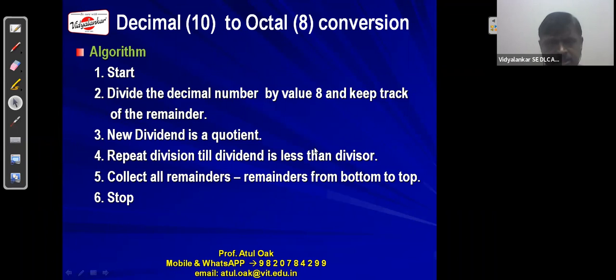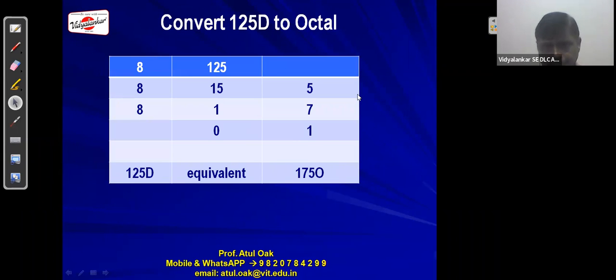You can write down this example: convert 125D to octal. This is in tabular format. If you want, you can write the remainder R here, and you can write this as quotient, just for clarity. This way also you can solve the numerical, in a 3-column format. Okay, time to move.